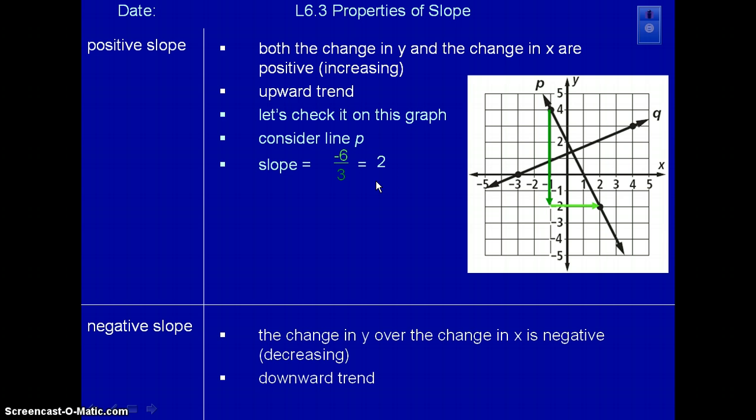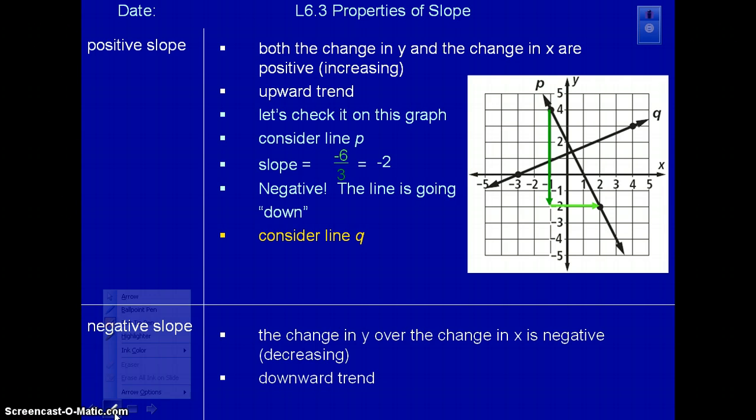Let's go ahead and change that out. There we go, simplifies down to be that -2. And again, we can see that downward trend as the line is going down. Let's take a moment here to consider then line Q as well. Line Q, we've got two identifiable points, one of them being, of course, -3, 0, and then the other being 4, 3.